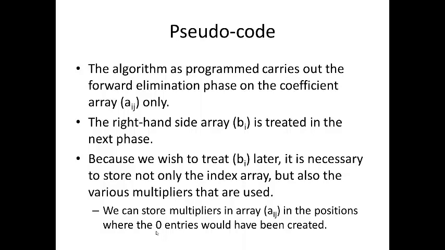Because we wish to treat b_i later, it's necessary to store not only the indexing array, but also the various multipliers that we were using. We can store these in the coefficient array a_ij in the positions where the 0 entries would have been created. These multipliers are useful in constructing the lower upper factorization, or LU factorization, of the matrix A, as we looked at in section 2.1. We're now ready to write a procedure for forward elimination with scaled partial pivoting.